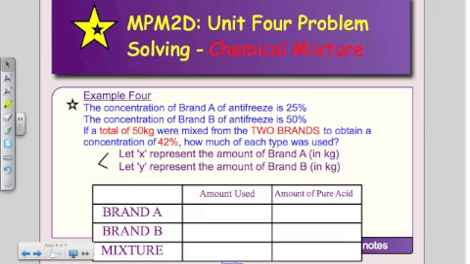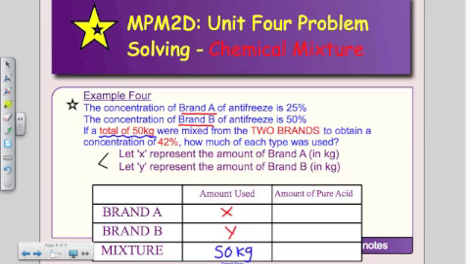So we're going to let X represent the amount of brand A. So first of all, I have a certain amount of brand A and a certain amount of brand B, but I don't know how much of each I have. That's what I'm going to try to solve. However, I know that the total amount of the mixture that I'm going to come up with is 50 kilograms. So that's a clue that my equation number 1 is going to have to deal with the amount used.